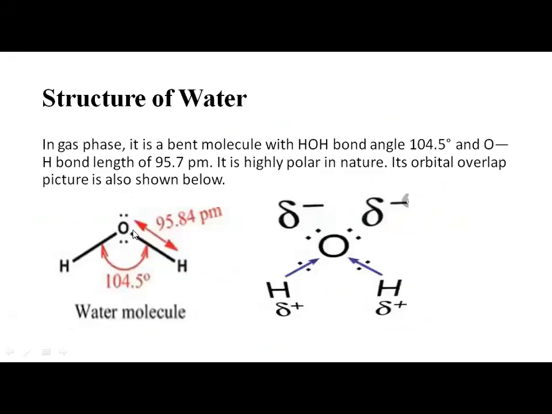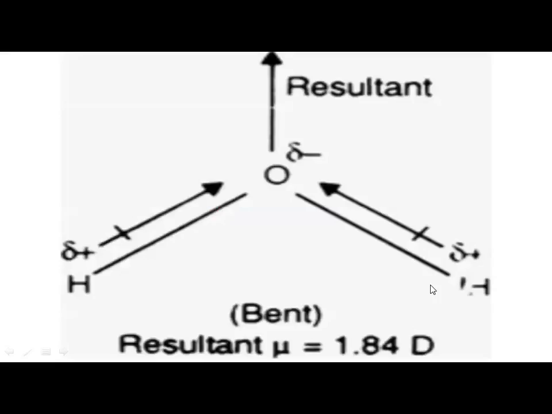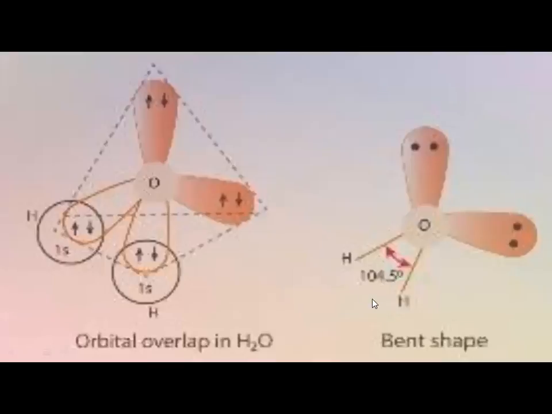You can see here OH bond length is 95.84 picometers. Here also it is 95.84. Bond angle is 104.5. And here you can see partial charges on oxygen and hydrogen. This is the explanation for dipole moment. Here towards the more electronegative atom, there will be a resultant dipole, and the resultant dipole is 1.84 debye. Orbital diagram of H2O.